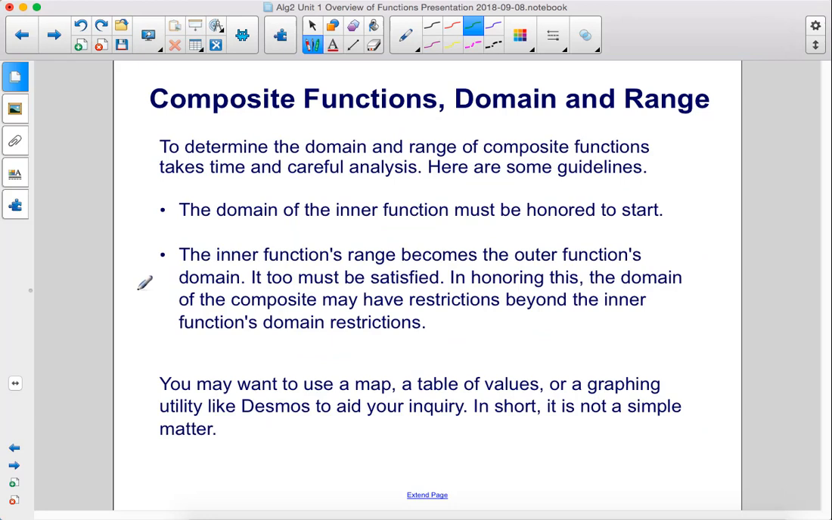To determine the domain and range of composite functions takes time and careful analysis. Here are some guidelines. The domain of the inner function must be honored to start. The inner function's range becomes the outer function's domain. It too must be satisfied. In honoring this, the domain of the composite may have restrictions beyond the inner function's domain restrictions. You may want to use a map, a table of values, or a graphing utility like Desmos to aid your inquiry. In short, it is not a simple matter.